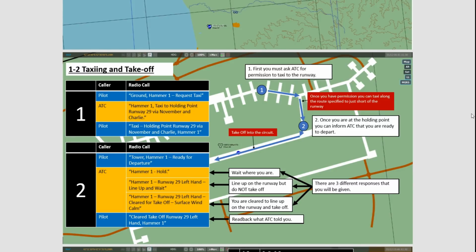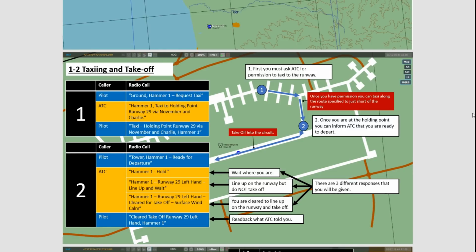So you're going to make your radio call. Once you've been given clearance to taxi, you'll taxi to just short of the runway, so not quite on it, and then you'll make your second radio call. And this will simply be saying ready for departure. Just tell ATC you're ready to go whenever they are.